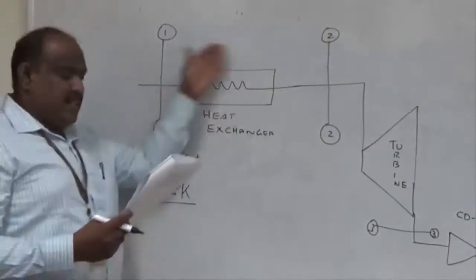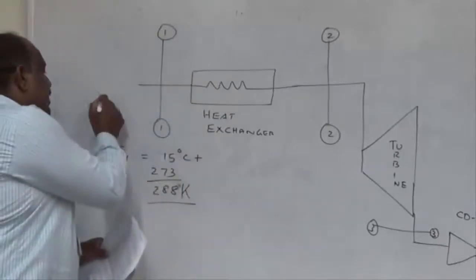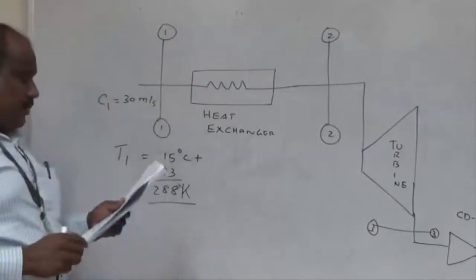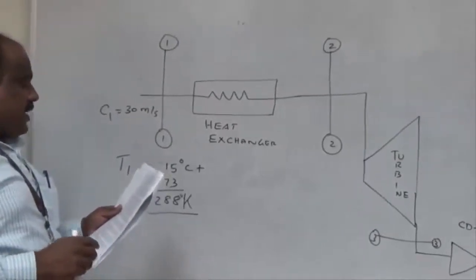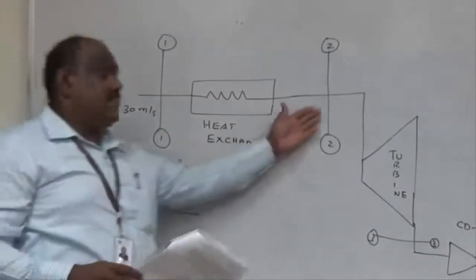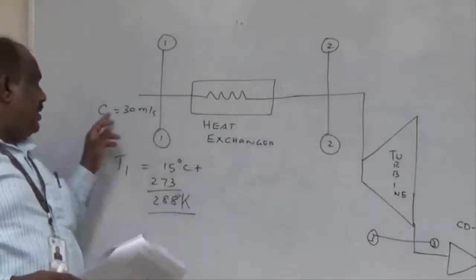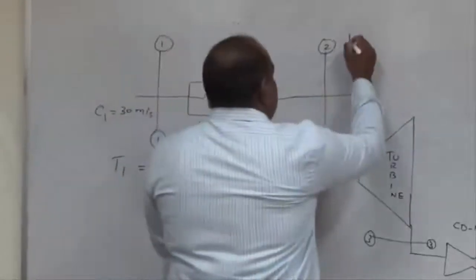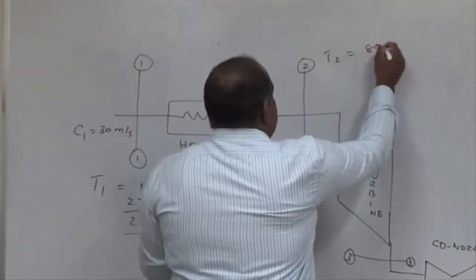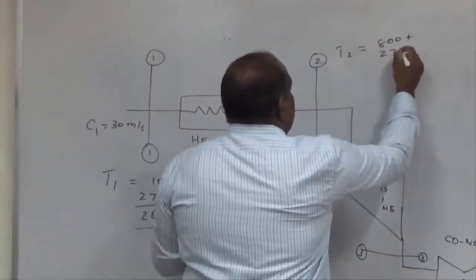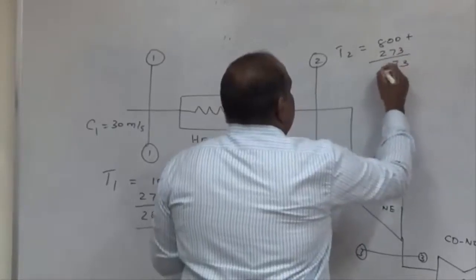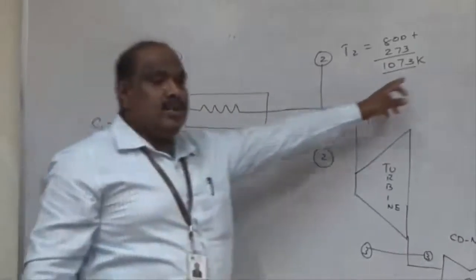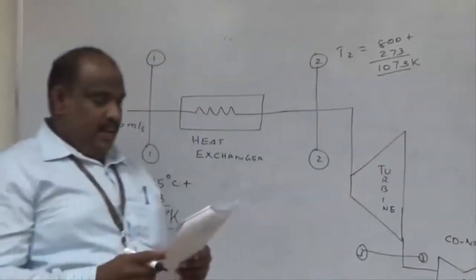Air is passed through a heat exchanger at a velocity of 30 meters per second. So C1 is what? The air is coming at a velocity of 30 meters per second, whereas the temperature is raised to 800 degrees Celsius. Before the heat exchanger, the temperature is only 288. After this heat exchanger, the temperature is raised to 800 degrees Celsius. Please, once again, don't forget to add 273 to convert it into Kelvin. So from 288 Kelvin, the temperature is raised to 1073 Kelvin.